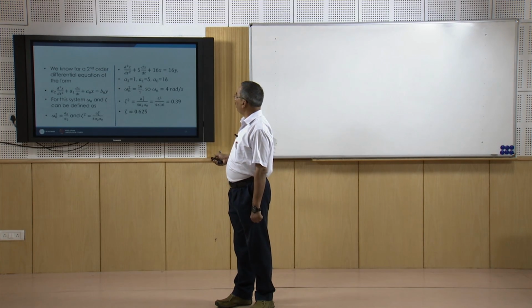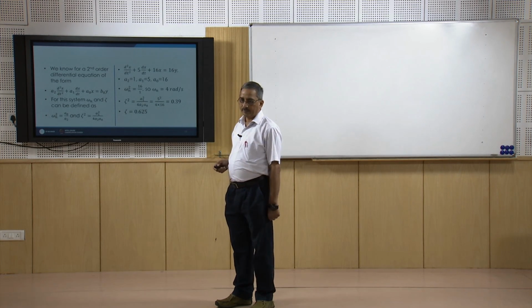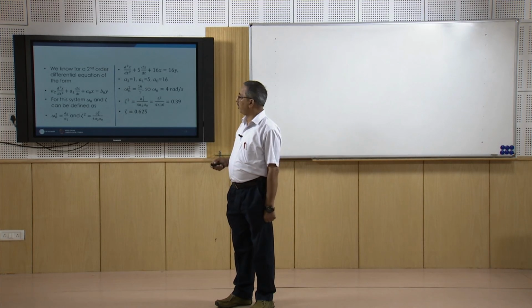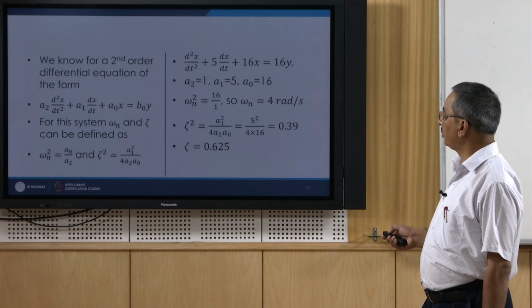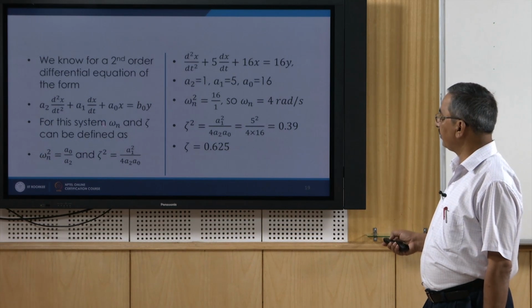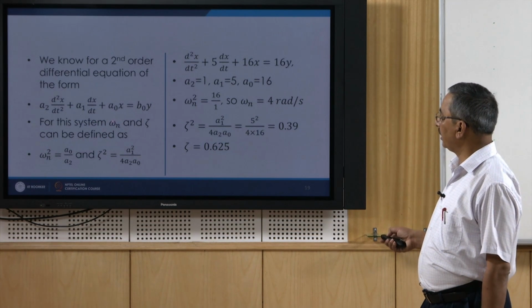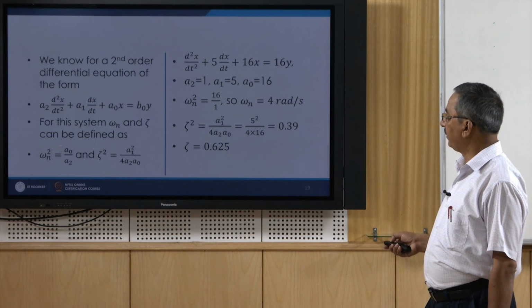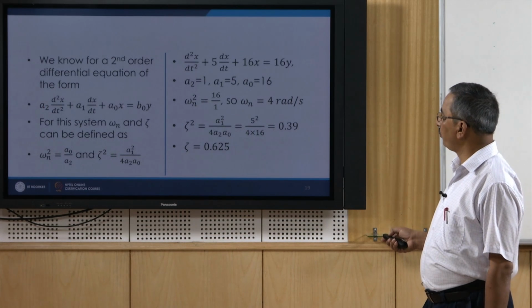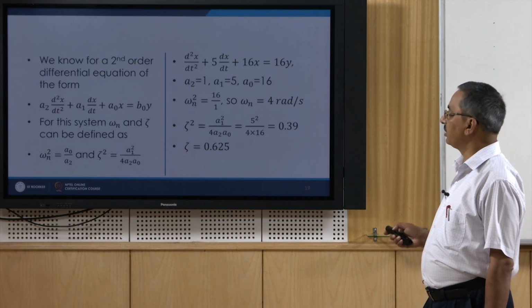We know for a second order differential equation of this form, in the last sub module we have seen that if my general second order differential equation is of this form, say a2 d square x by dt square plus a1 dx by dt plus a0 x is equal to b0 y, for this system the angular natural frequency and the damping ratio can be defined as this one. These are in terms of the coefficients of the differential equation.